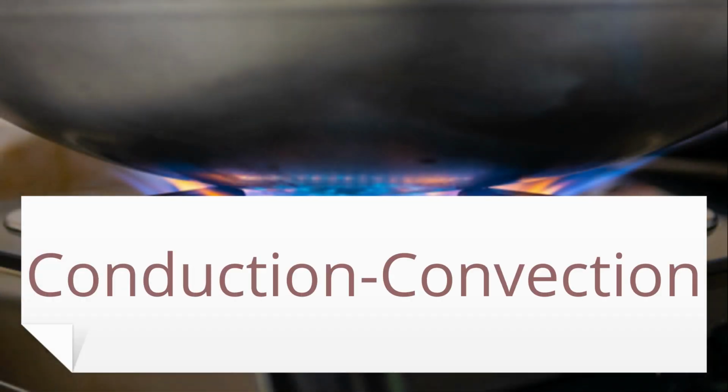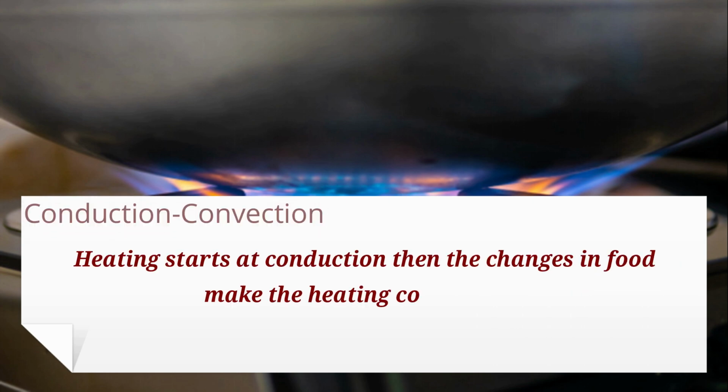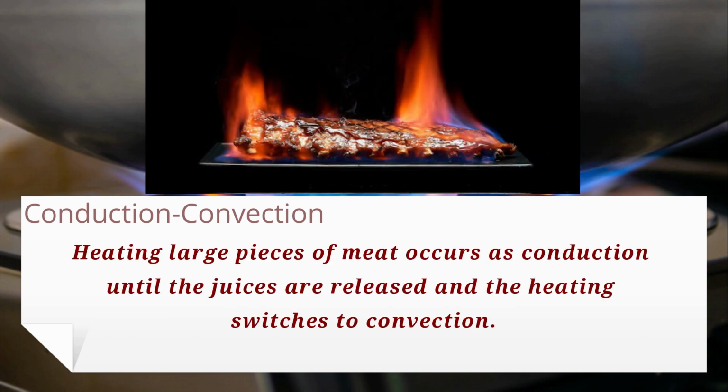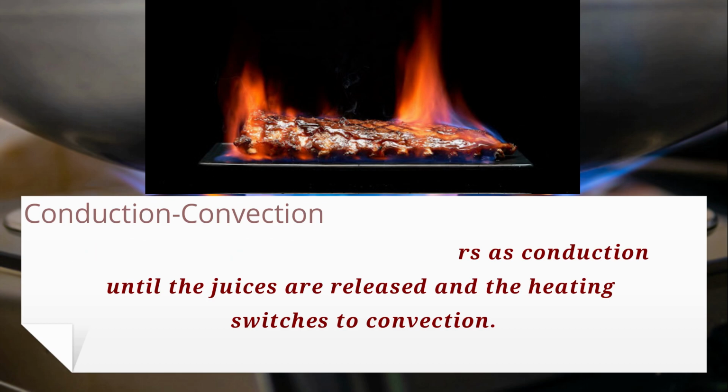Furthermore, this one is also a combination of the same two heating types, but the heating starts at conduction, then the changes in food make the heating convection. It is obviously called conduction-convection. This can be pictured when you heat large pieces of meat that occurs as conduction until the juices are released and the heating switches to convection.